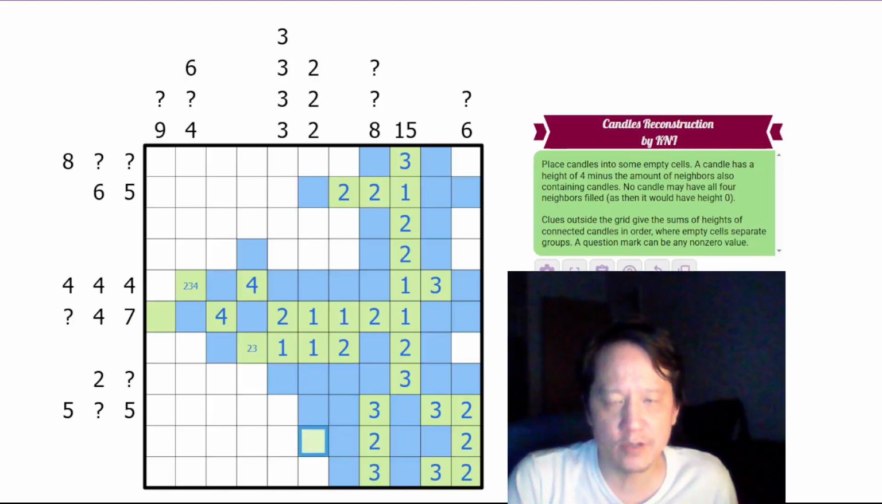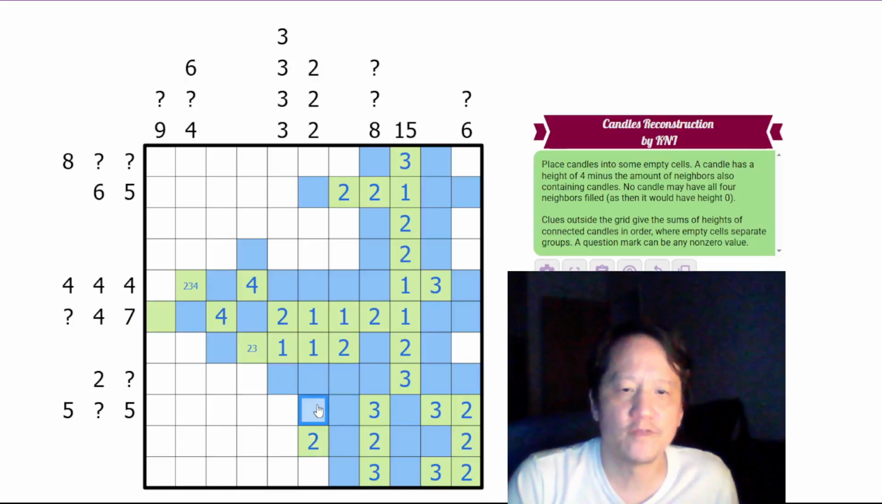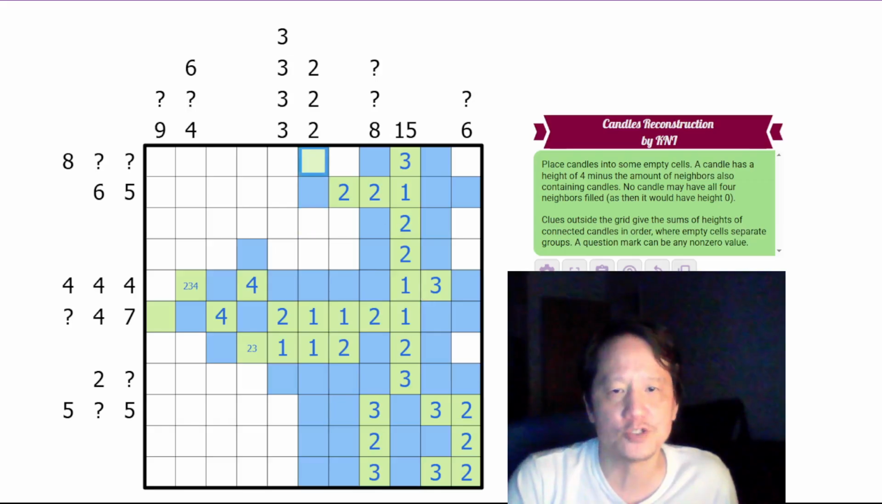If we tried green here, this is at least 2. Therefore, this would have to be blue here, and we have 3 neighbors without candles. So this cannot be green. It's blue. What about if this is green? We have 1 neighbor with candles, so this would be 3, which means this cannot be. So this is blue. So we know one of these has to be green and is 2, which means it has 2 neighbors with candles. So it must be these 2. Now this has 2 neighbors with candles, so this can't be a neighbor with candle.